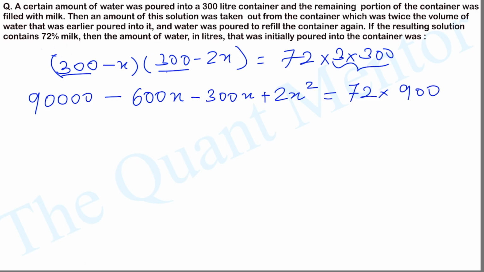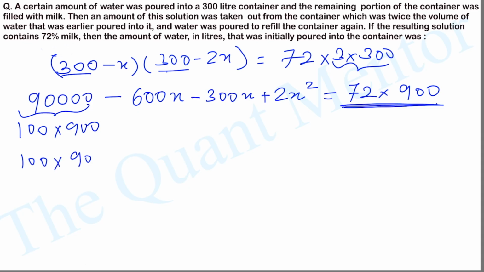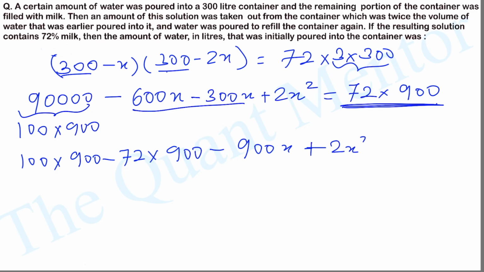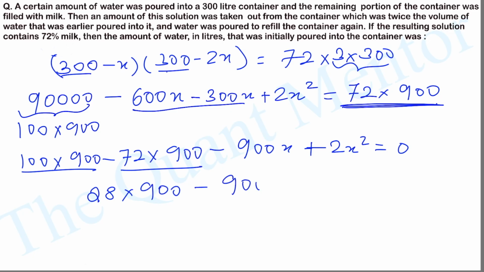Now similarly, I can write this 90,000 as 100 into 900, right? So if I bring this term 72 into 900 on the left hand side, it will be 100 into 900 minus 72 into 900, minus 600x and 300x is 900x, plus 2x square is equal to 0. Now 100 into 900 minus 72 into 900 is actually 28 into 900, right? Minus 900x plus 2x square is equal to 0.